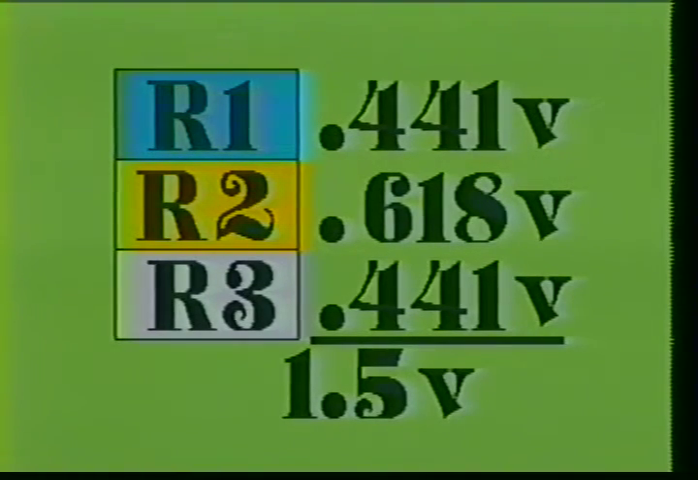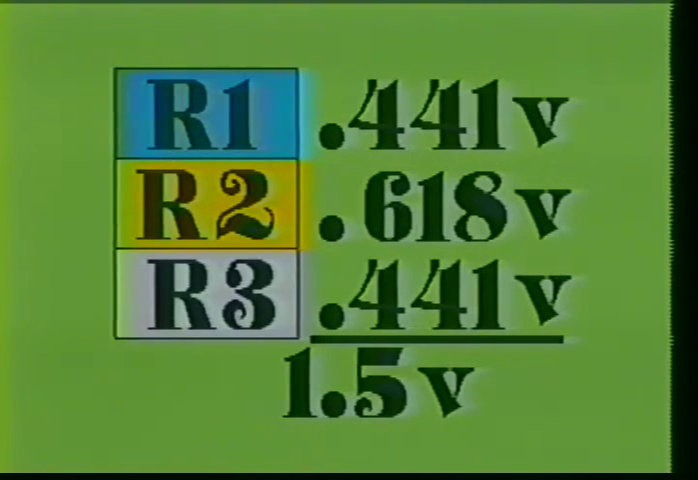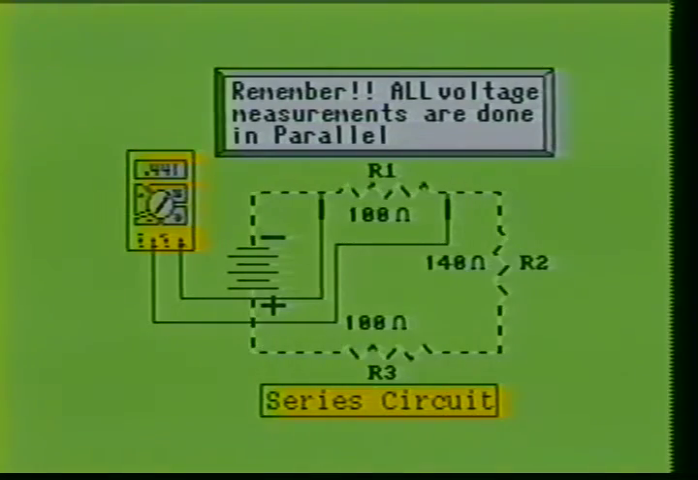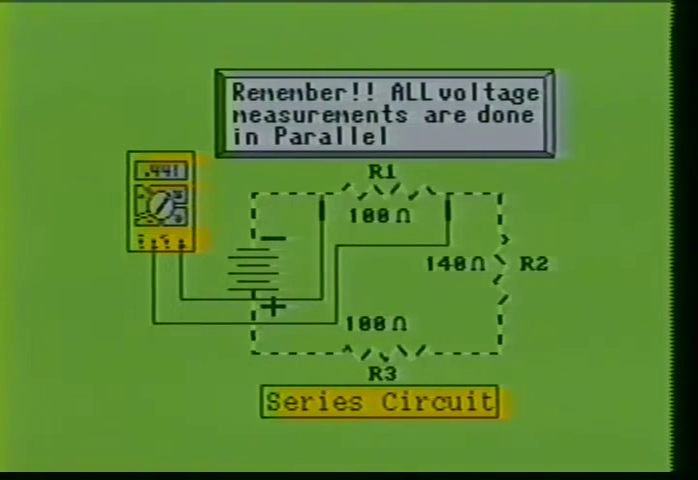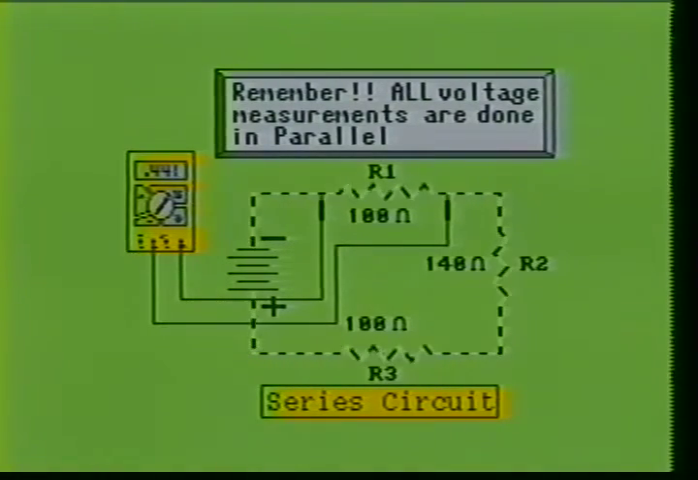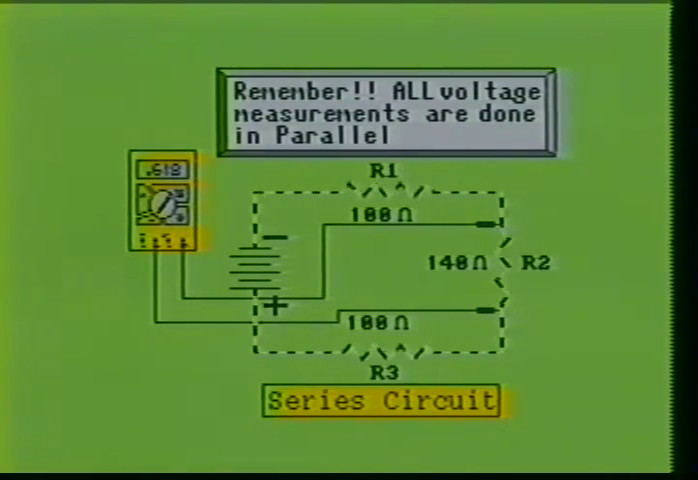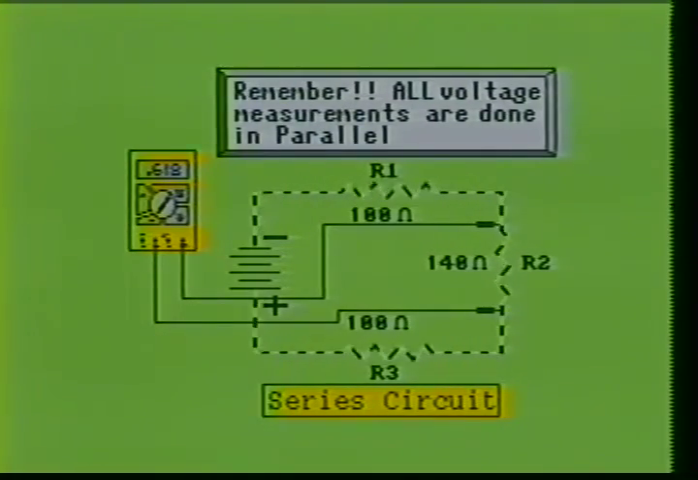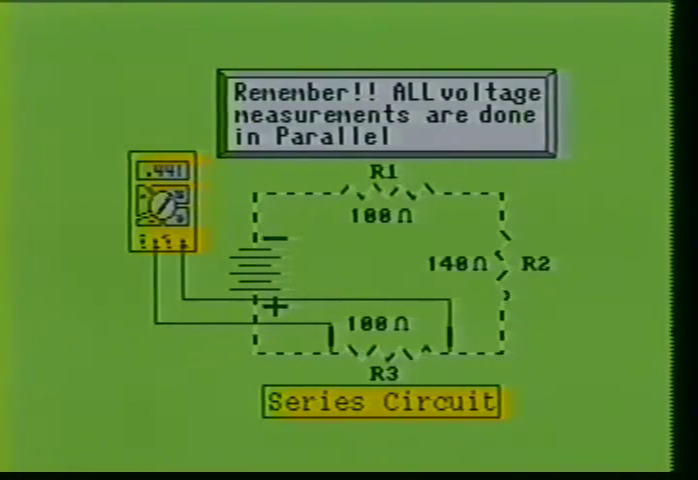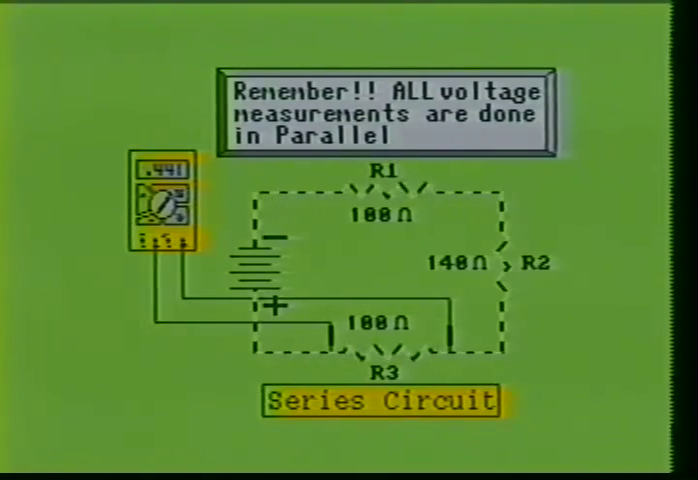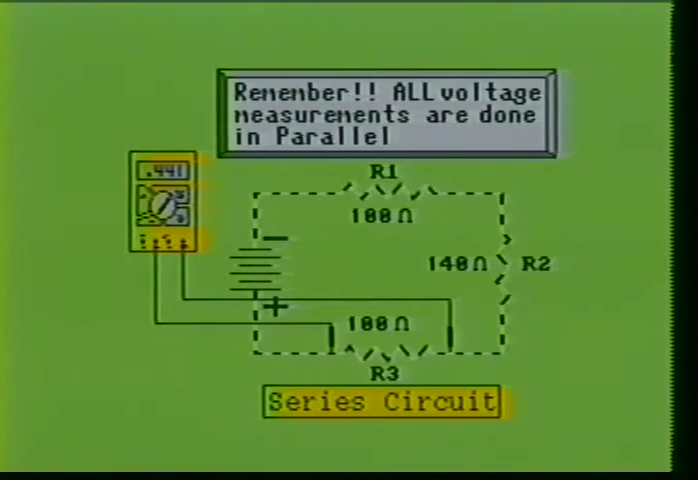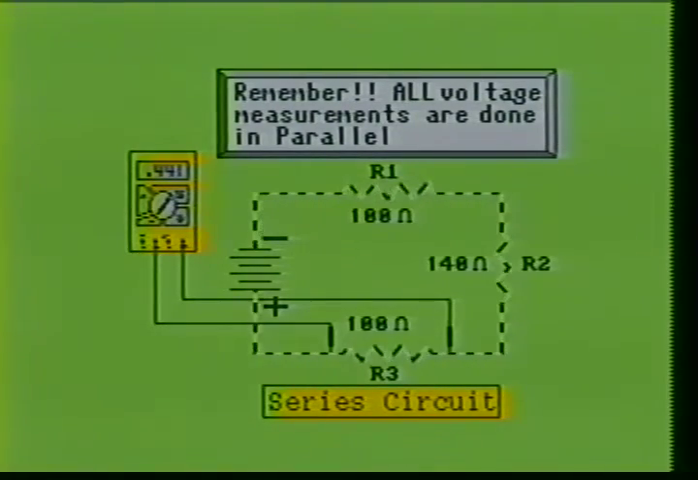Now that we have calculated the voltage drops across the three resistors, we will use the digital multimeter to verify the calculations. The digital multimeter shows the voltage drop across R1 to be 0.441 volts. The voltage drop across R2 is 0.618 volts. And the voltage drop across R3 is 0.441 volts. When we add these three values together, we acquire the sum of 1.5 volts, which is the voltage of our power source.